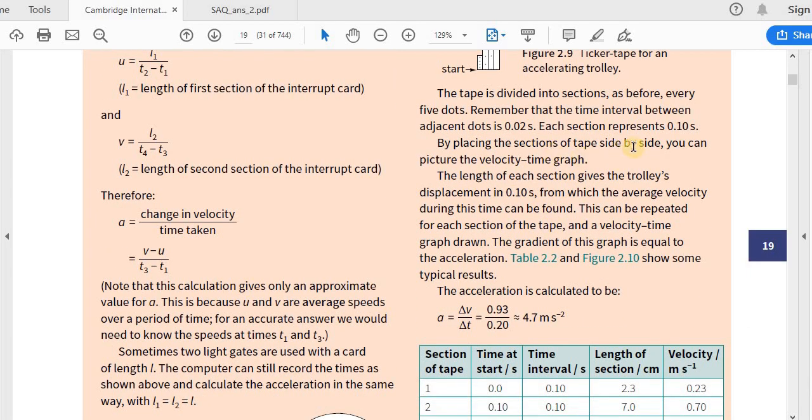By placing the sections of tape side by side, you can picture the velocity time graph. The length of each section gives the trolley's displacement in 0.10 seconds, from which the average velocity during this time can be found.